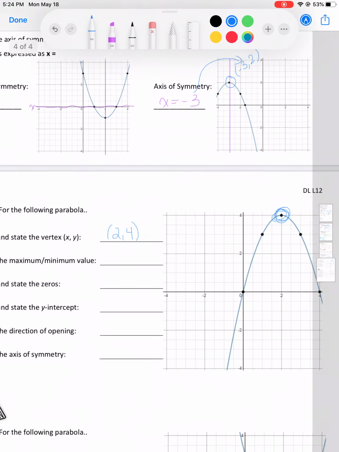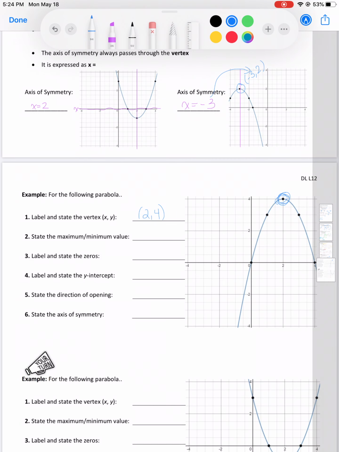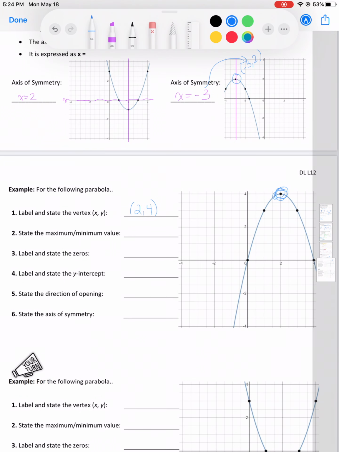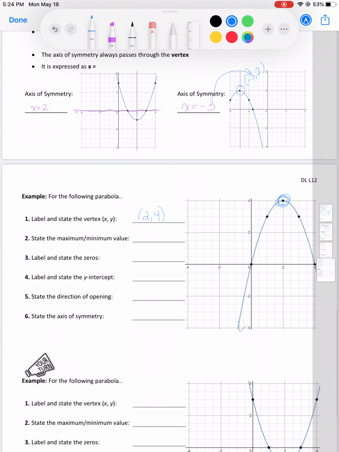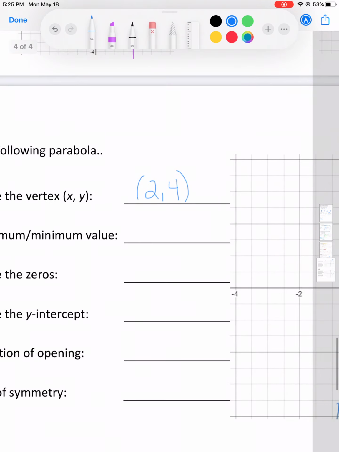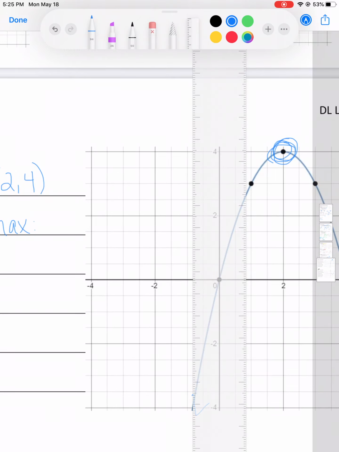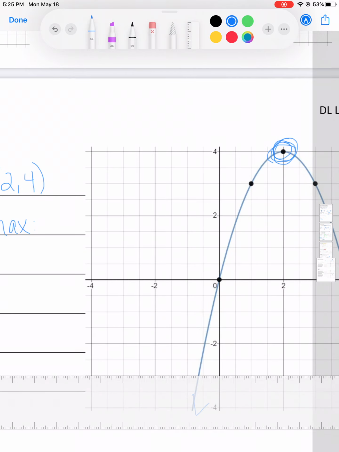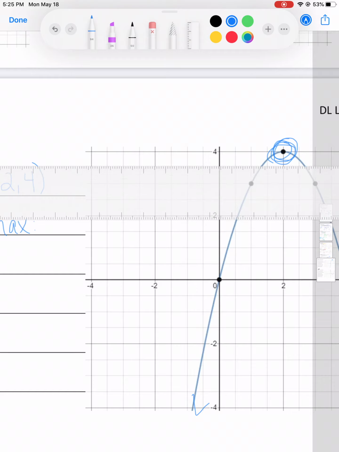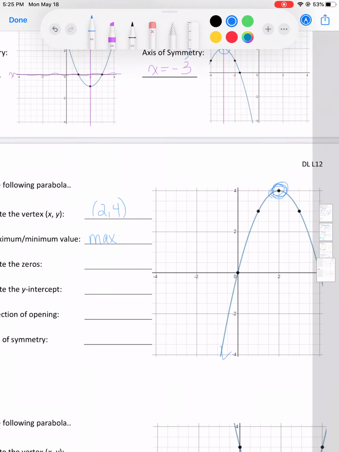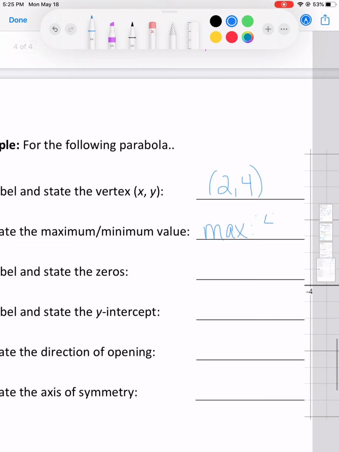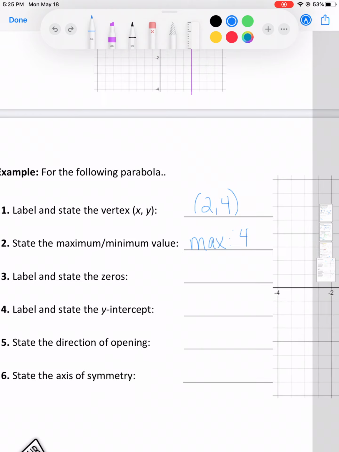Then, state the maximum or minimum. Well, hopefully right away you can look at it. Because it's opening down, right? It's opening down. That's just common sense. The very top of it is our maximum. And what's the highest point? So again, if I got my ruler, what's the highest point that this parabola reaches? Well, it's 4. And remember, those two are the same. I'm just going to go in order.